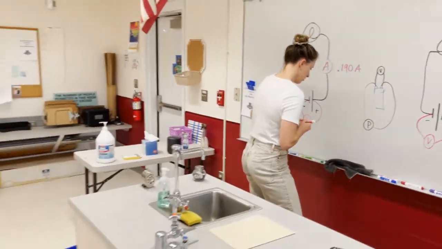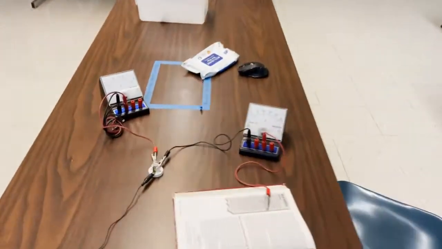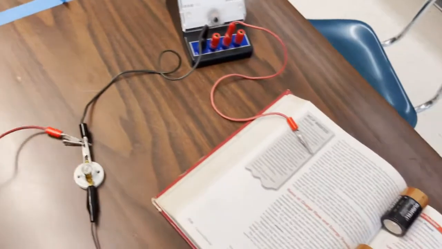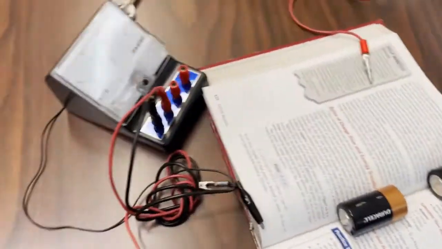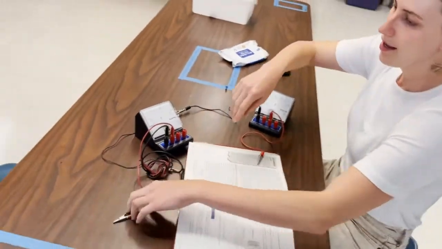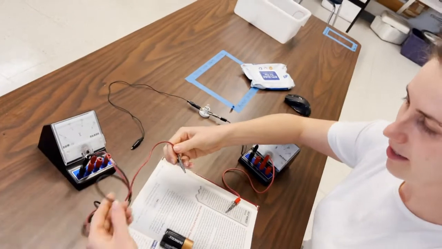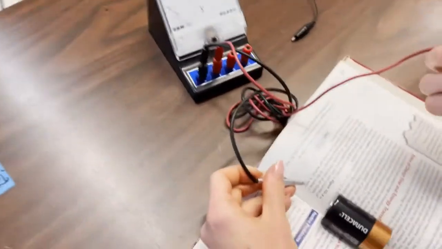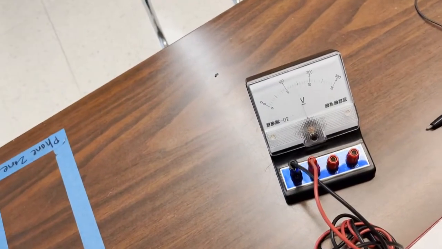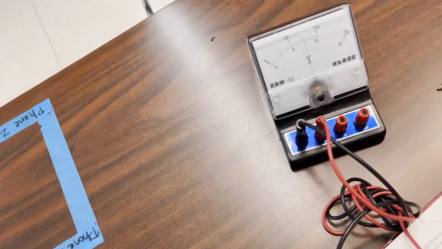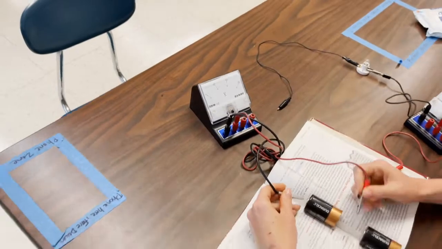Don't forget all these wires here. The black side comes out of the negative side, and the other side is the red one. Okay, here we go. Ready? And go. How about 1.5 volts? Just what the battery said. Should I do the next one here?